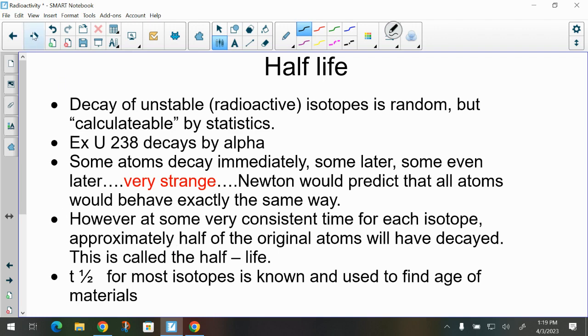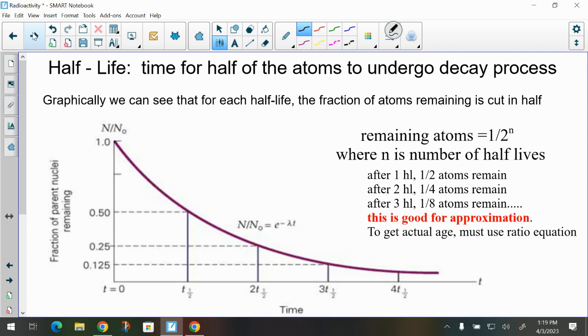Now, the best way to look at that is by a graph. So this is the easy way of doing it. Don't worry about these labels. We're going to start with a whole unit, like 100% of some atom. I'm going to wait some time, and in some period of time, half of these will have decayed. That time period is called the half-life. So if I wait one half-life, half the atoms are gone. If I wait another half-life, it's the exact same amount of time, half of those are gone.